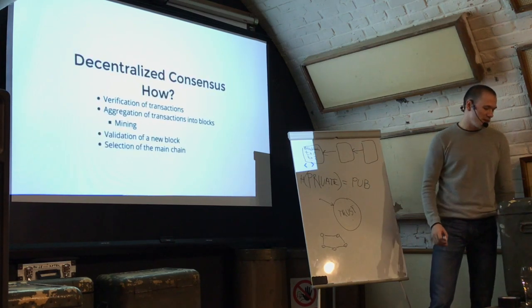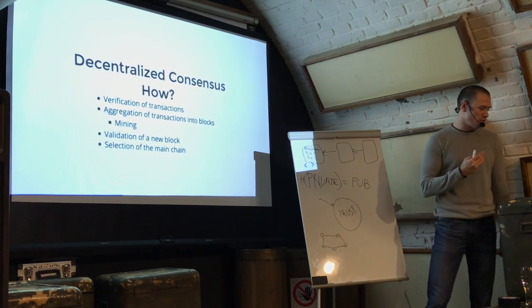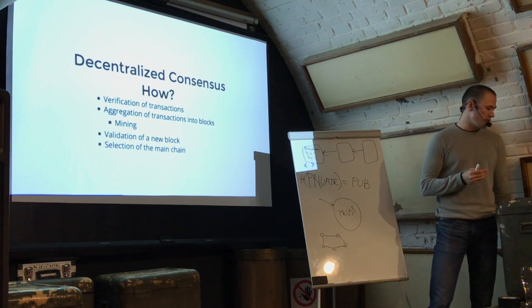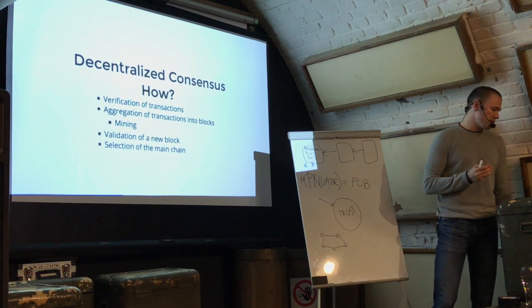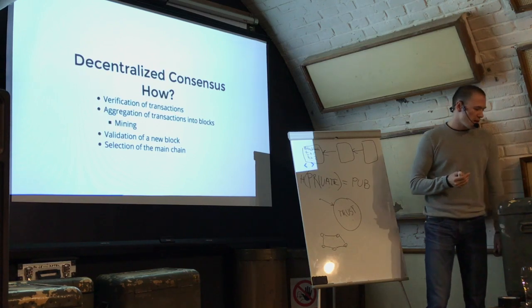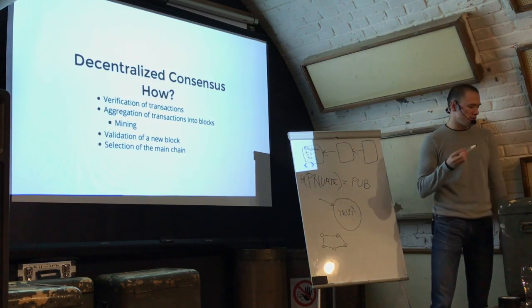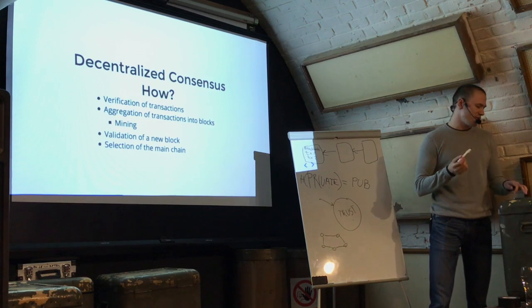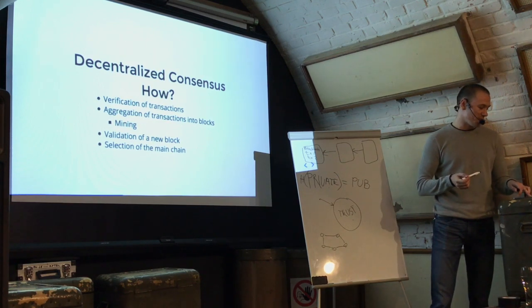How do they achieve this decentralized consensus? It is by the interaction of four processes, and I will explain each of them in detail later, but for now I can tell you something about them. The first one is the verification of transactions.